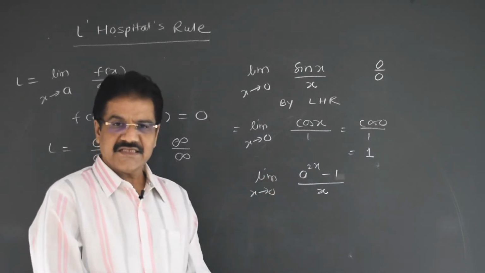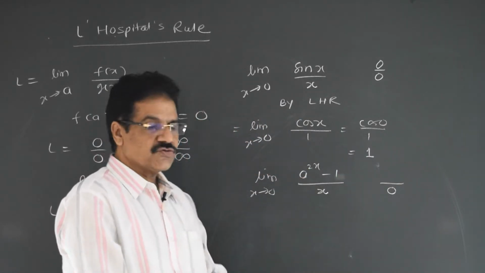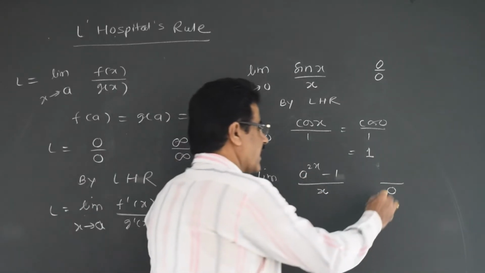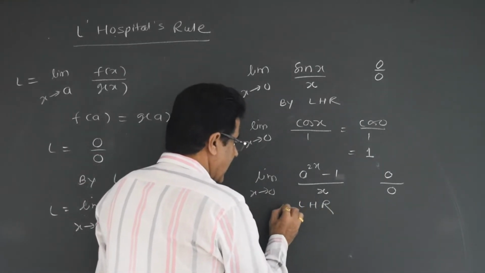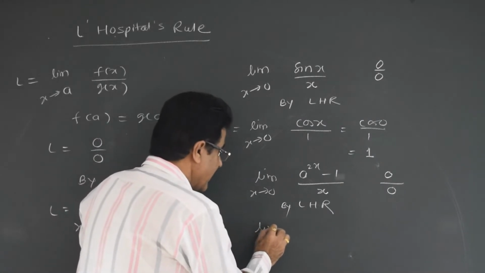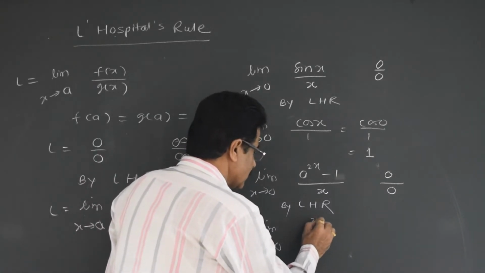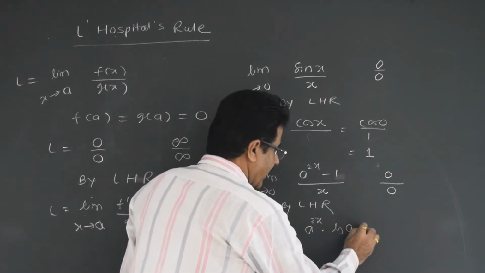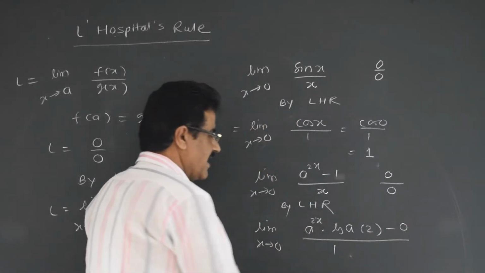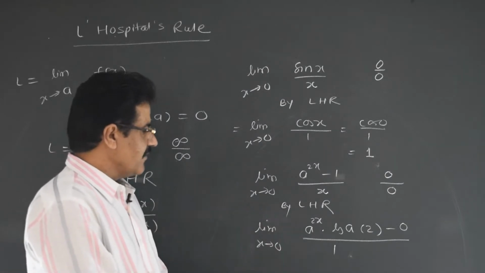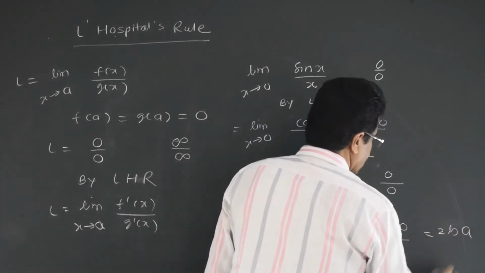We can check whether it is in the form of 0 upon 0 or not. Denominator is 0. You can check numerator. a raised to 0 is 1, and 1 minus 1 can be taken straight away as 0. So it is in the form of 0 upon 0. We can apply L'Hospital's rule. So by L'Hospital's rule, limits as x tends to 0, we can take the derivative of a raised to 2x. Derivative of a raised to 2x is a raised to 2x multiplied by log a multiplied by derivative of 2x, which is 2. Derivative of minus 1 is 0 and derivative of x is 1. And now take the limits. You will observe that a raised to 0 will be there, which is 1, and therefore we get the final answer as 2 log a.